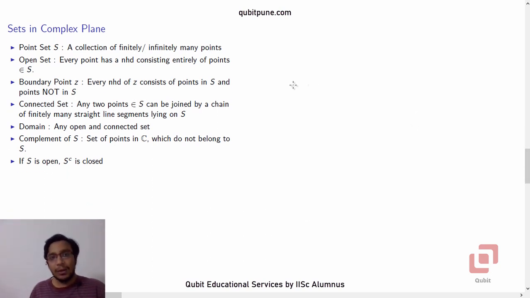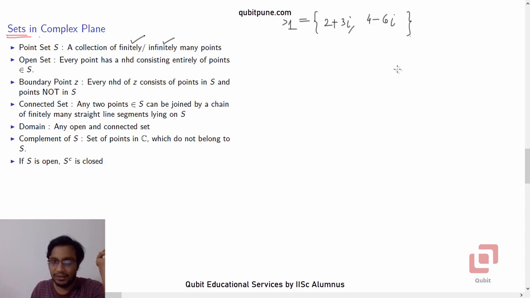Now let us talk about sets in the complex plane. We are going to start with definition 1, that is a point set S. Now the definition is very straightforward. The point set S is a collection of finitely many points or infinitely many points. So you may define S1 to be the set {2 plus 3i, 4 minus 6i}. That is still a point set, a collection of finitely many points.